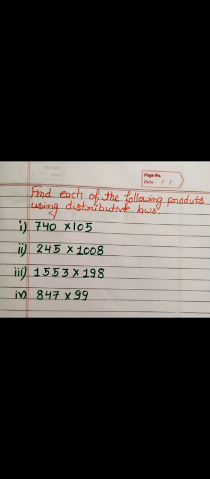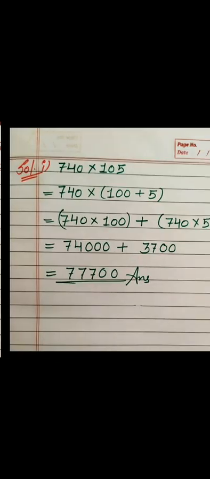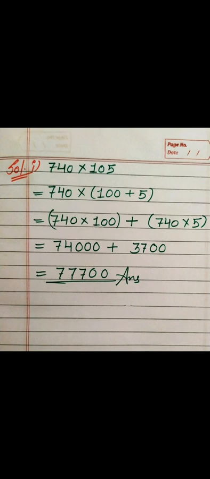As you are seeing, the first one is 740 into 105. This 105 can be split as 100 plus 5. Now you can apply the distributive property of multiplication over addition here. So this 740 will multiply by both the terms of the bracket, like first 740 into 100 plus 740 into 5. So after multiplication and addition, we will get the final result. The same we will do for the next.